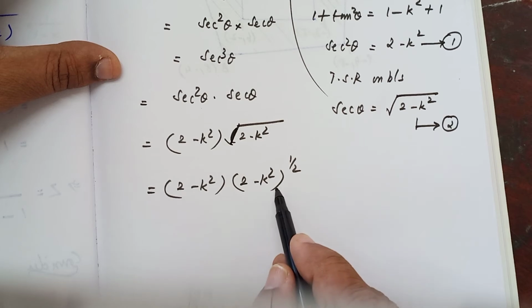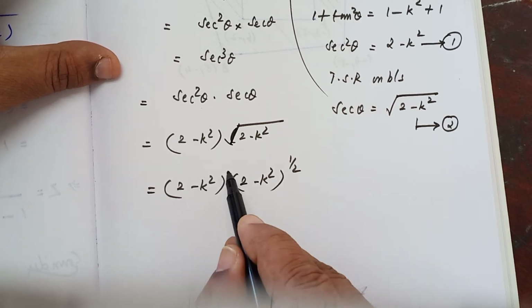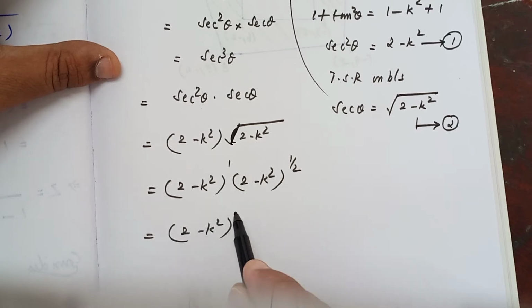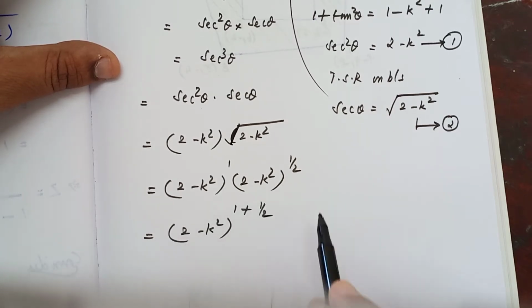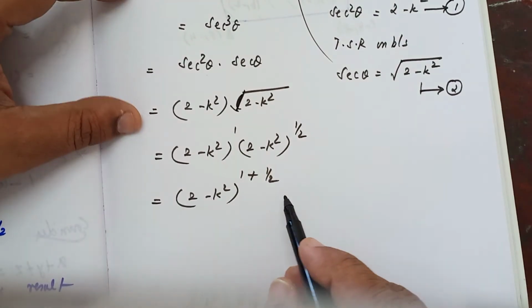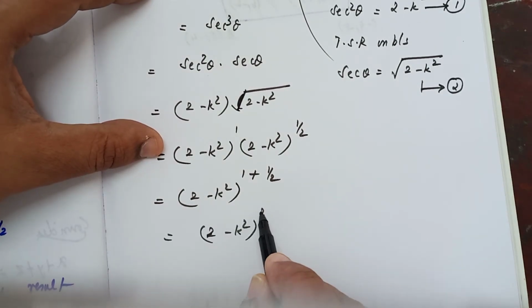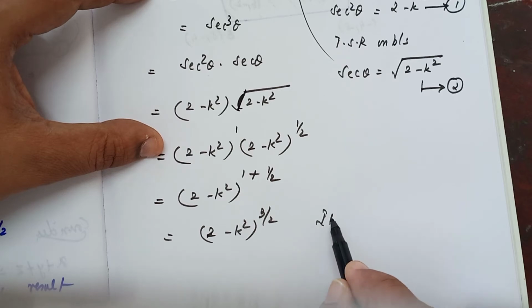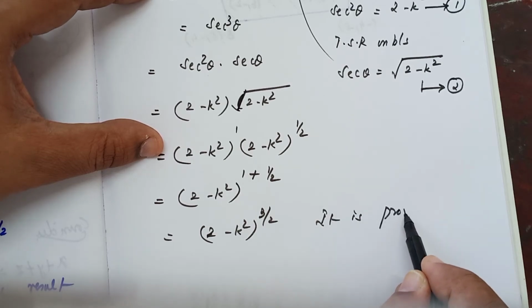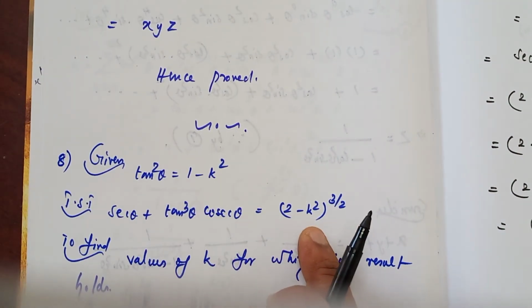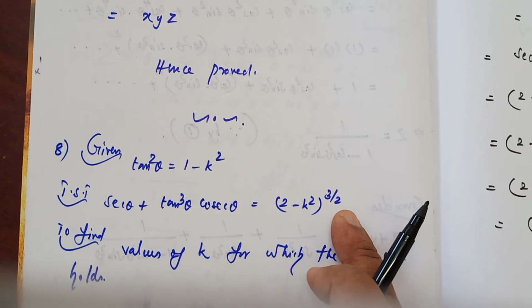Here 2 minus k square, here also 2 minus k square. While multiplying, you just add the powers. You write 2 minus k square. What's the power here? 1. Here power half. 1 plus half is equal to 1 and half, that is equal to 3 by 2. It is proved. So first part is over. Secant theta plus tan cube theta into cosecant theta equals 2 minus k square whole power 3 by 2.